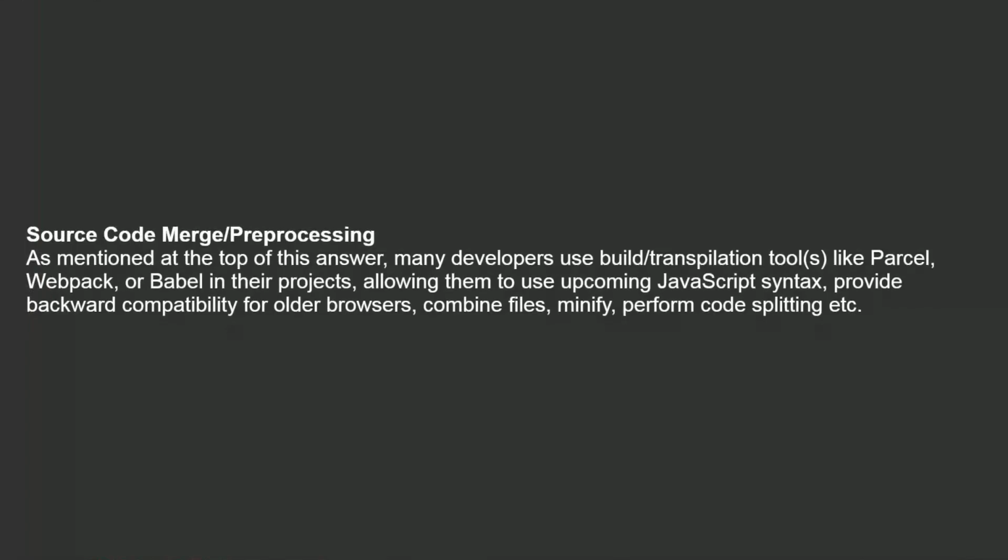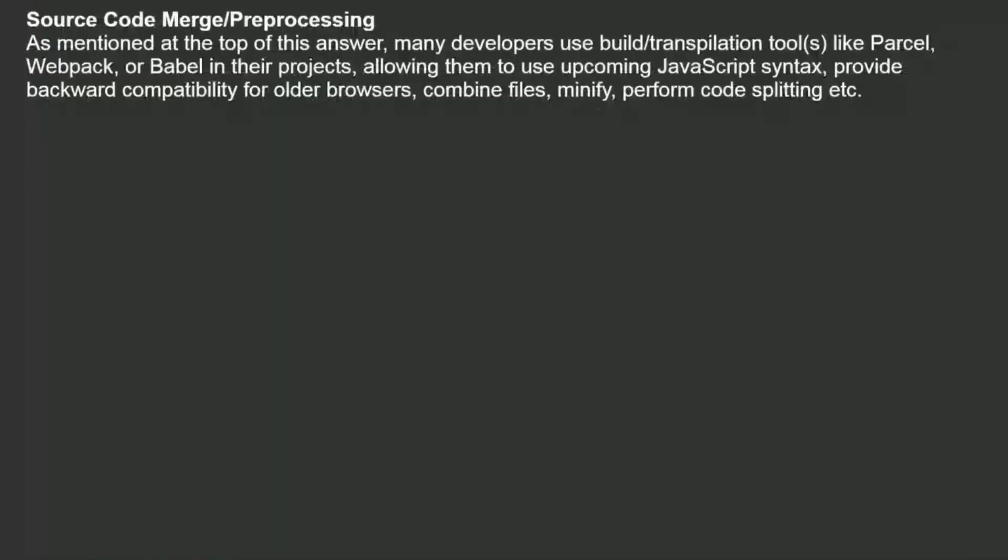Source code merge preprocessing. As mentioned at the top of this answer, many developers use build/transpilation tools like Parcel, Webpack, or Babel in their projects, allowing them to use upcoming JavaScript syntax, provide backward compatibility for older browsers, combine files, minify, perform code splitting, etc.